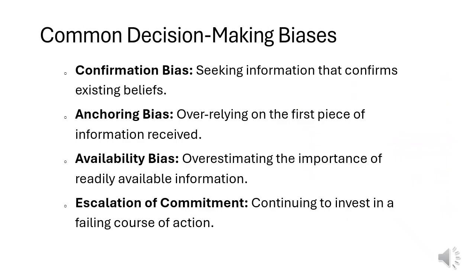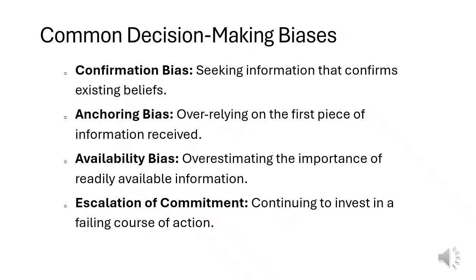Decision-making can be influenced by various cognitive biases that can lead to flawed choices. Confirmation bias involves seeking out information that confirms existing beliefs while ignoring contradictory evidence. Anchoring bias involves over-relying on the first piece of information received, even if it's irrelevant.